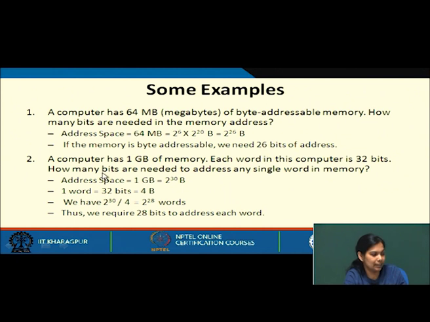Now, let us take another example where a computer has 1 GB of memory. So, we are saying a total of 1 GB of memory. Each word in this computer is 32 bits. Okay. So, 1 GB, that is 2 to the power 30.